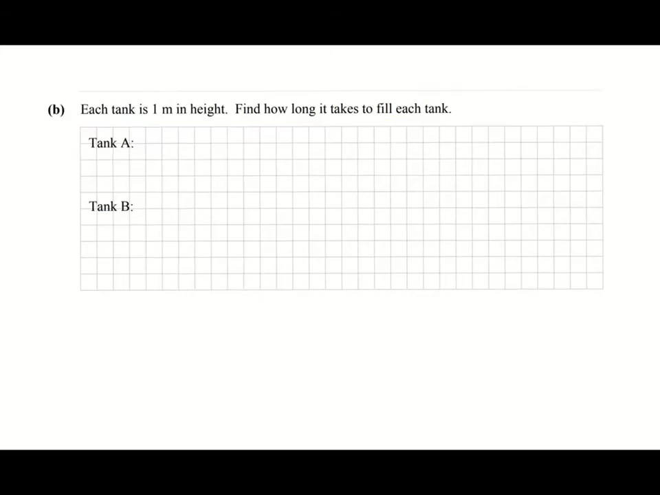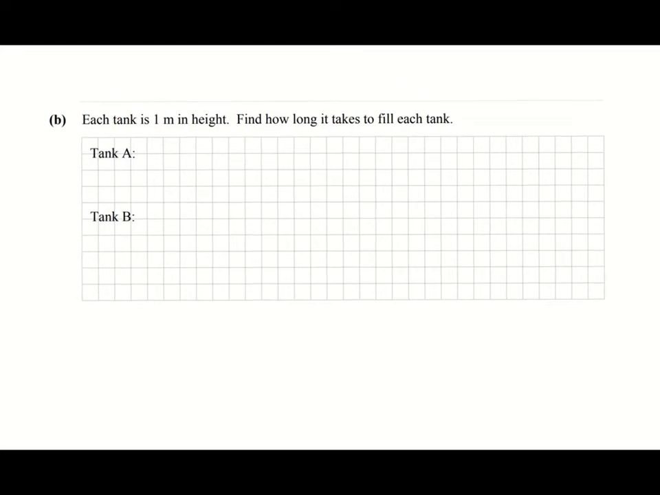Looking at your table, it should be easy to make a prediction of when each tank is going to be full to 1 meter. Tank B was very straightforward, that it was already at 100 centimeters at 2 minutes, so that takes 2 minutes to fill it up. Tank A was only at 85 centimeters at the end of the 2 minutes, so it was going to take another 3 intervals of 10 seconds to reach 100 centimeters.